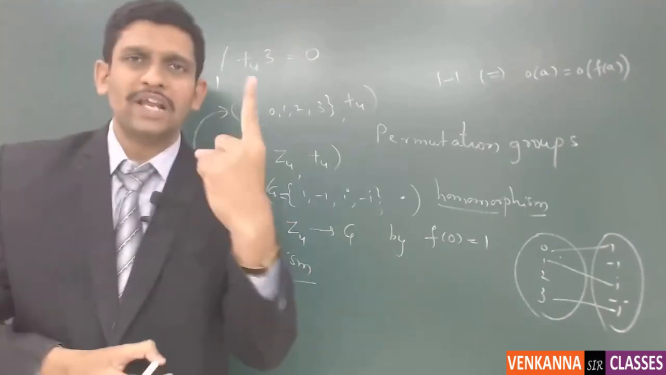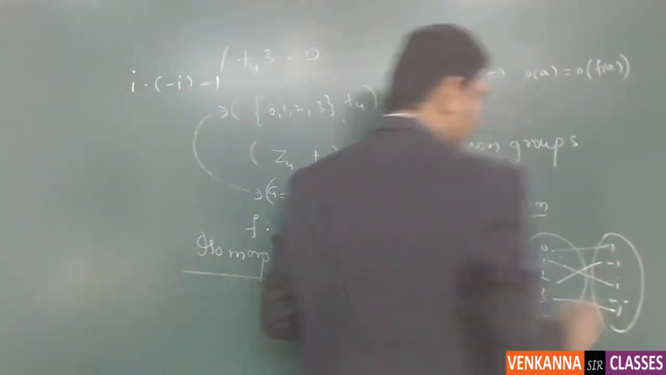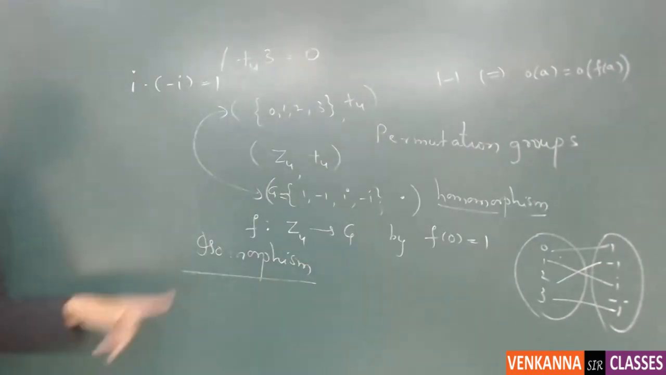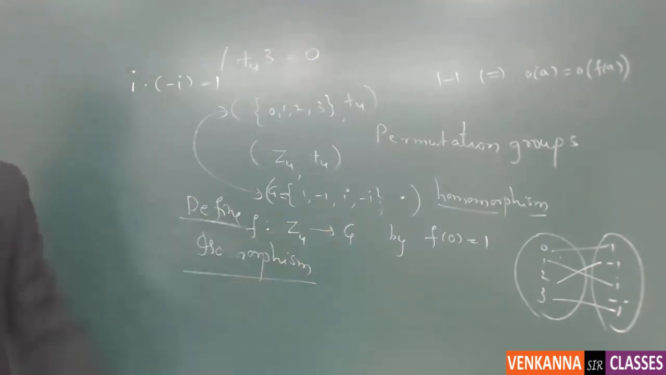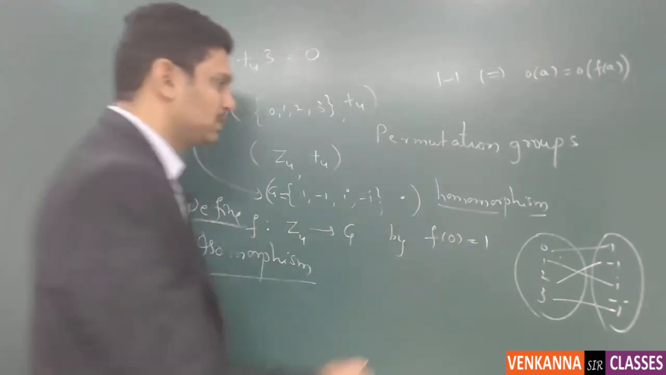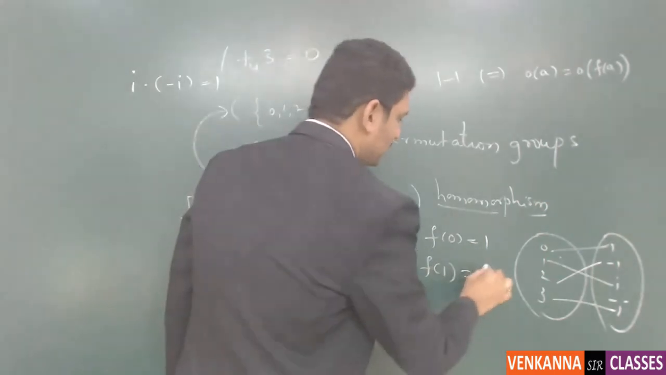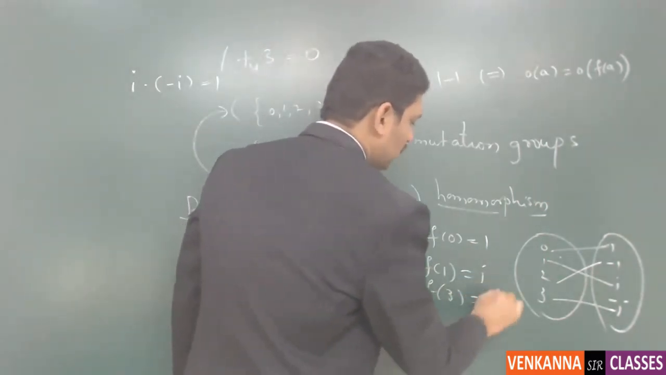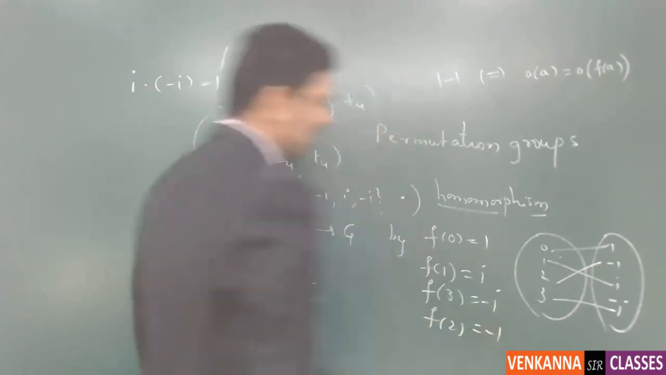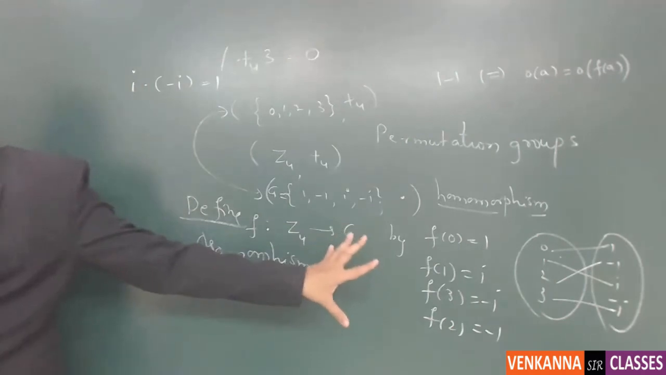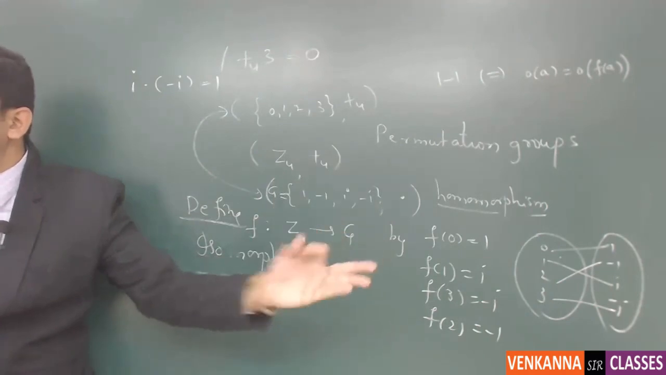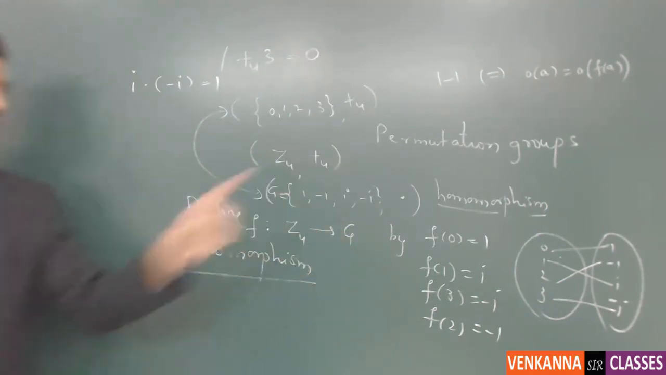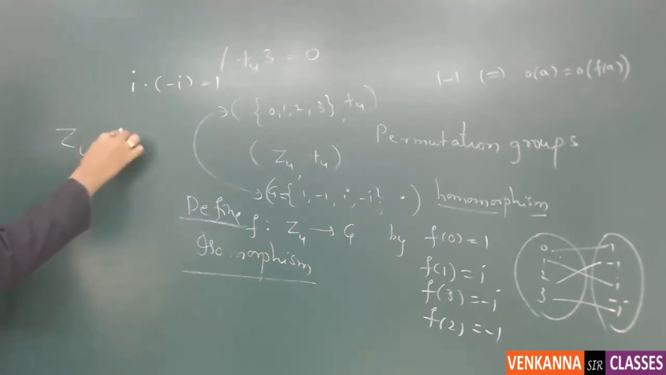Now there is only one element left. So you should pair 2 with minus 1. Now what I am writing, define the function f from Z4 to G by f of 0 is equal to 1, f of 1 is equal to i, f of 3 is equal to minus i, f of 2 is equal to minus 1. And immediately we mentioned that by defining f like this, f is a homomorphism, f is one-one, f is onto, hence it is an isomorphism. Therefore, the two groups Z4 and G are both isomorphic. That was the conclusion.